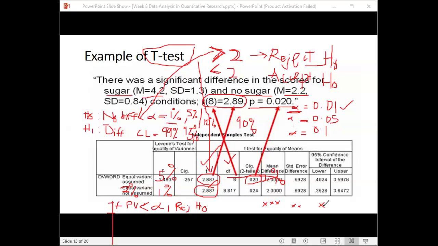Okay, so 3 stars is always better than 2 stars, and 2 stars are always better than 1 star. But we don't have 0 stars. So if you see any variable with no stars on it, it tells you that it goes beyond the 10% level of significance. And statistically, it is not significant. So you leave it at that. You can't go ahead and interpret that variable and make conclusions on that variable because there's no statistical significance on that variable. All right. I hope I'm making sense.